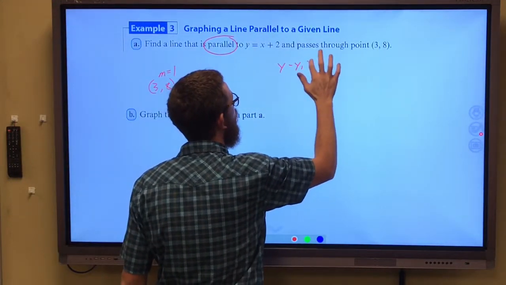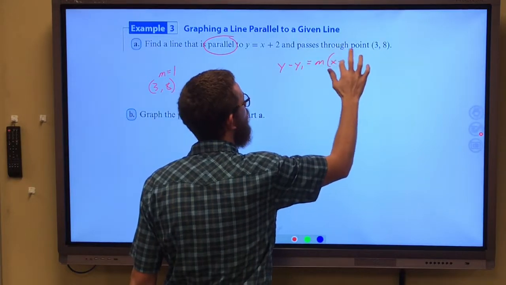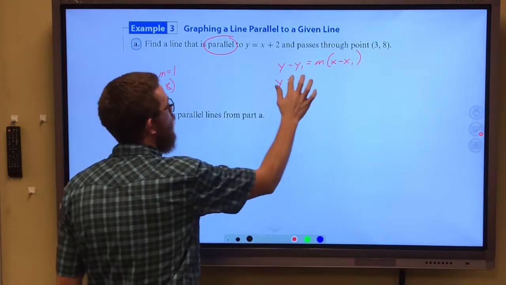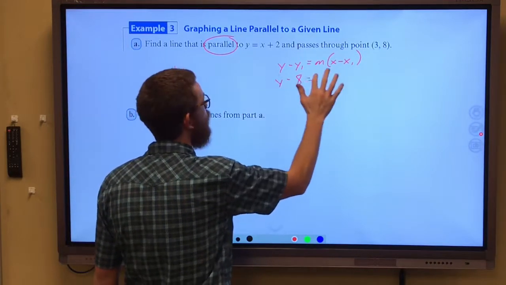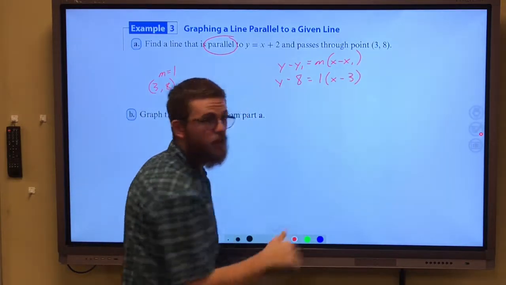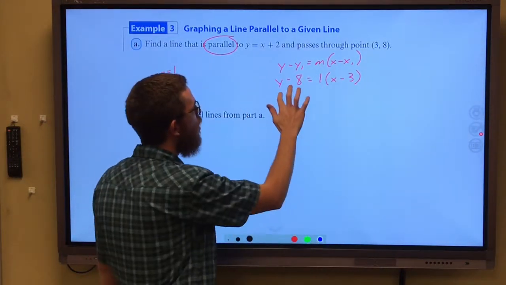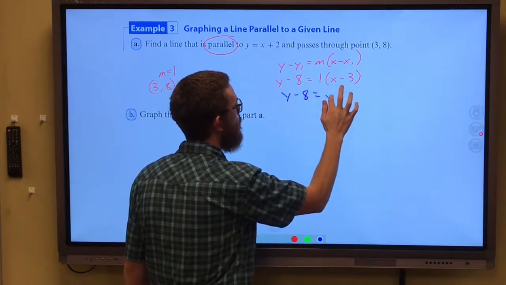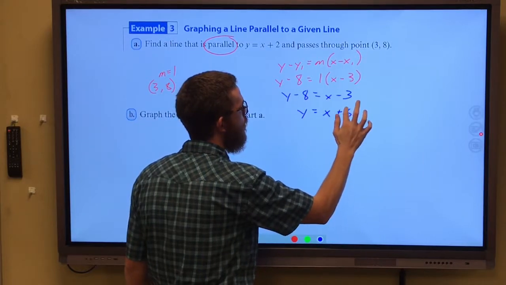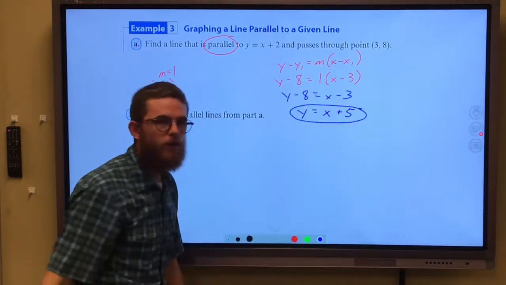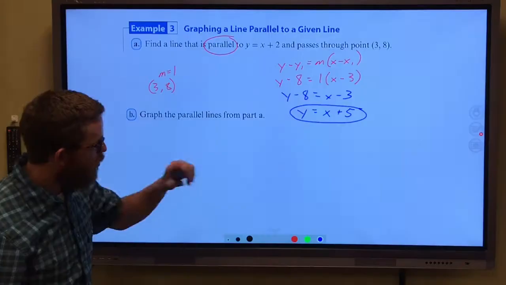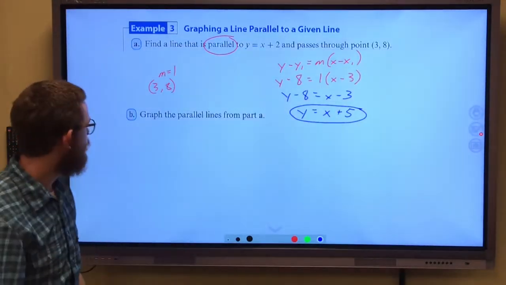Point-slope form: y minus y1 equals m times x minus x1. I plug in my y-coordinate, my slope, and my x-coordinate. I simplify and solve for y. And now I have the equation of my line in slope-intercept form, which is what we want. We want to say y equals.